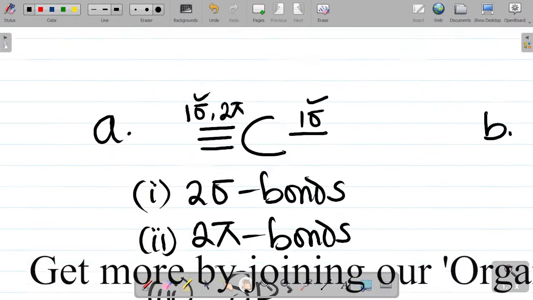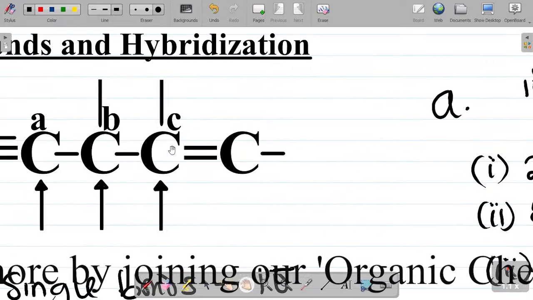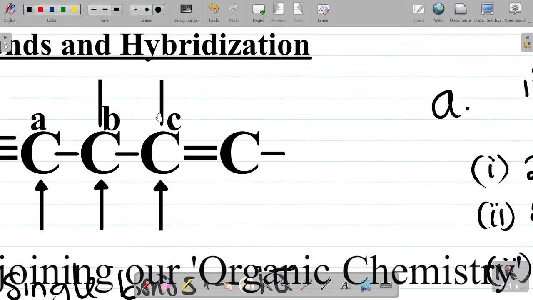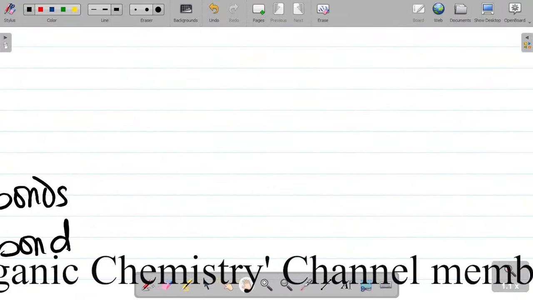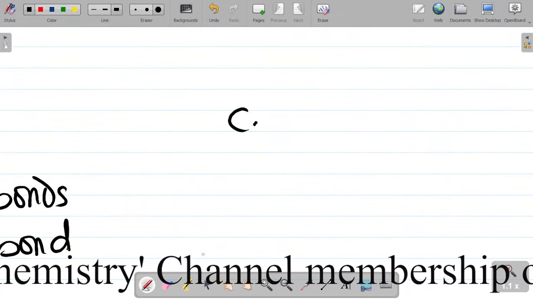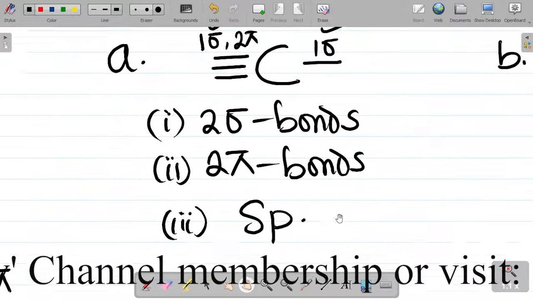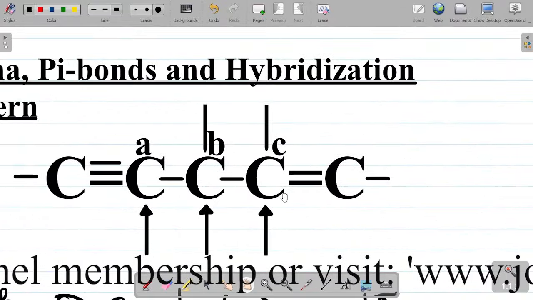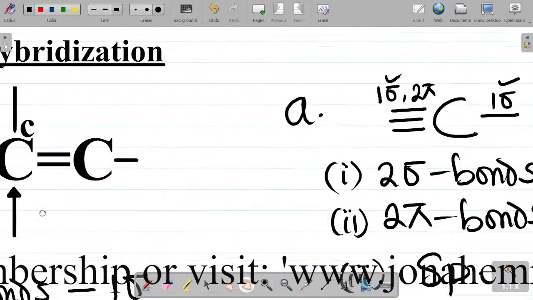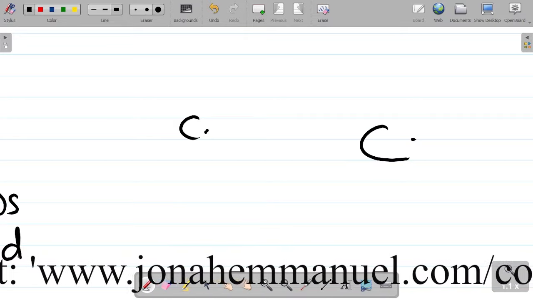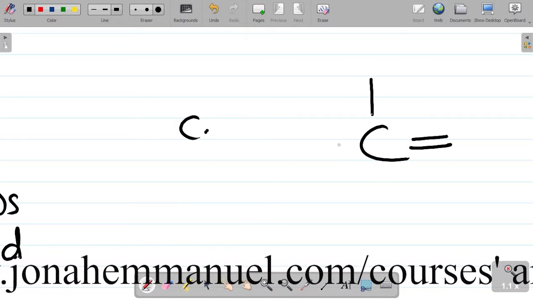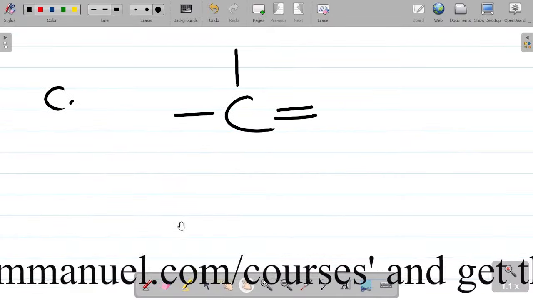Let's try for C. For C here, you have 1, 2, 3, 4. Let's just check this again. You have a carbon, double bond by the right, single bond by the left, and one up. All right, so you have this.